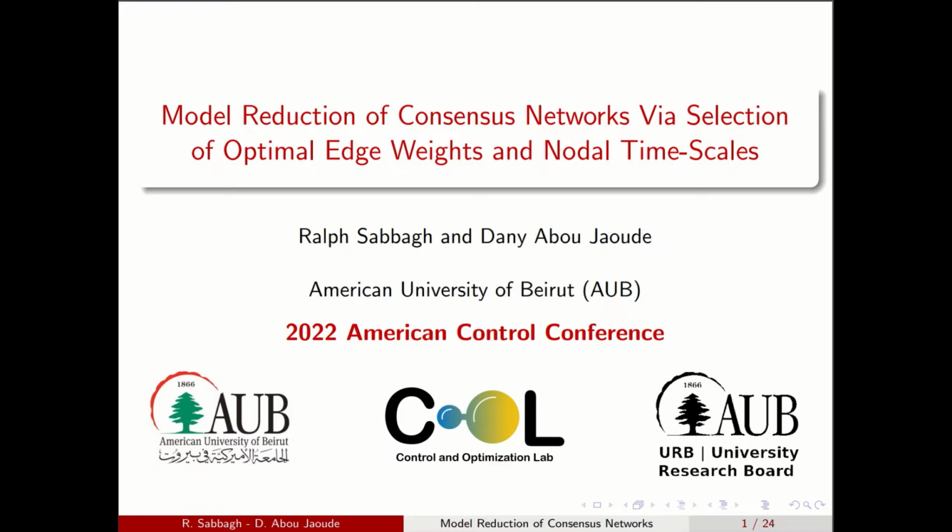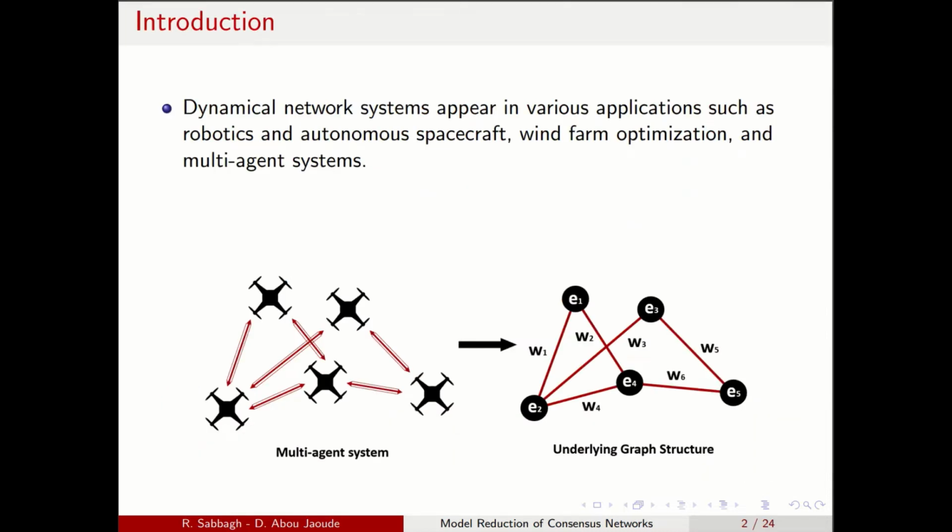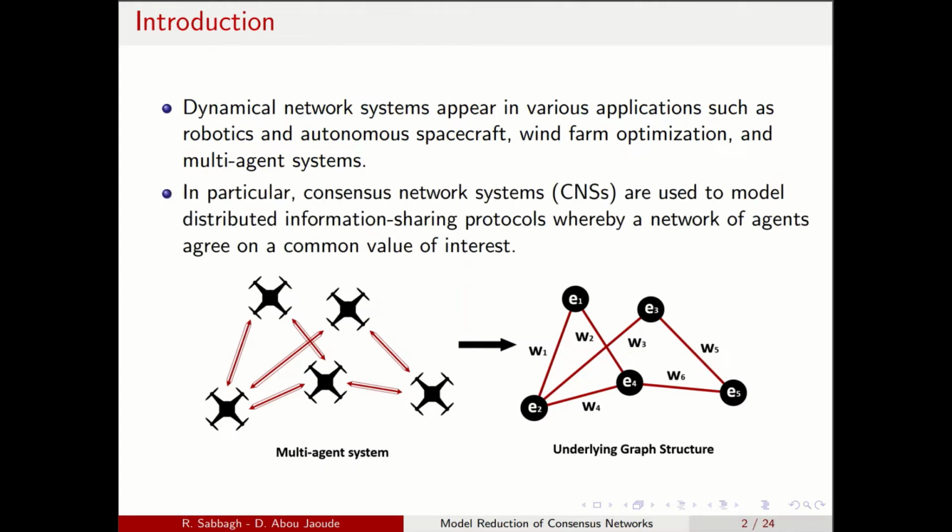All right, so hello everyone, my name is Sabbagh, and I'll present my work with Dr. Dany and Jaoude on model reduction of consensus networks via selection of optimal edge weights and nodal timescales. So dynamical network systems appear in various applications such as robotics, autonomous spacecraft, wind farm optimization, and multi-agent systems. And in particular, consensus networks are often used to model distributed information sharing protocols, whereby a network of agents agree on a common value of interest.